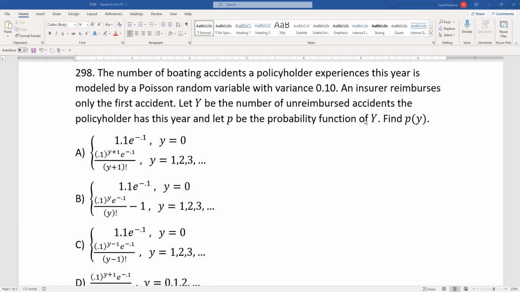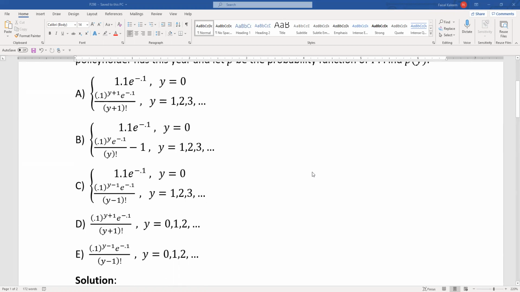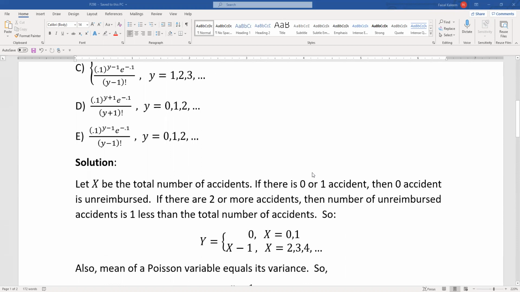Find P of Y. Let X be the number of accidents, and we're already given that Y is the number of unreimbursed accidents, since only the first accident is reimbursed. If the number of accidents is 0, there are no unreimbursed accidents because there are no accidents to begin with, so Y will be 0. If the number of accidents is 1, that one is reimbursed, so again the number of unreimbursed accidents is 0. So Y will be 0 when X is 0 or 1.